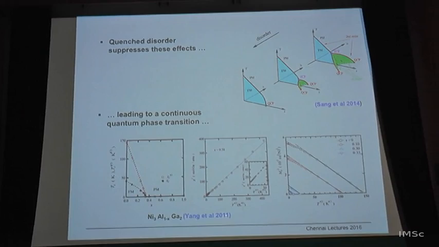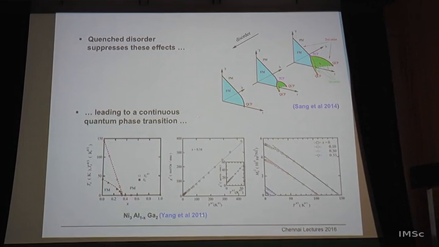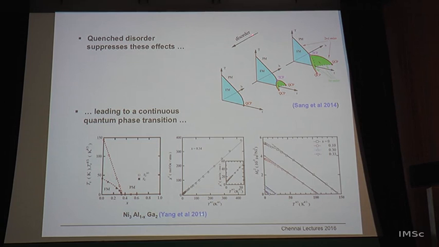So if you increase the quench disorder, and this is now a theorist's cartoon, then what happens is that your tricritical temperature actually goes down as a function of increasing disorder, and the tricritical wings shrink. And eventually, at a critical disorder, you find that the tricritical point gets suppressed all the way to zero. And eventually, you do get a quantum critical point in zero field.